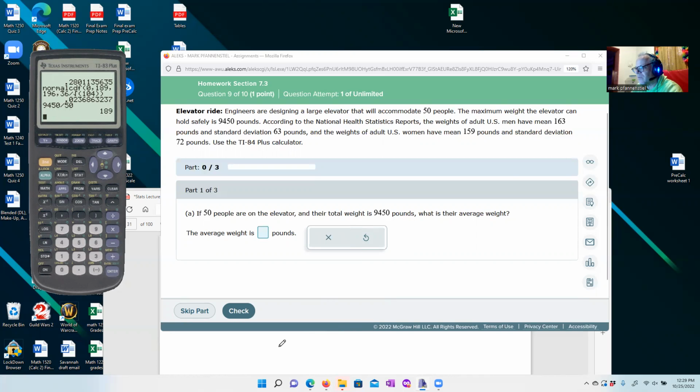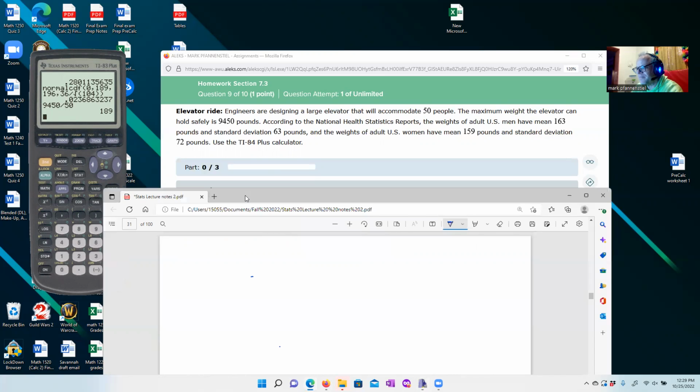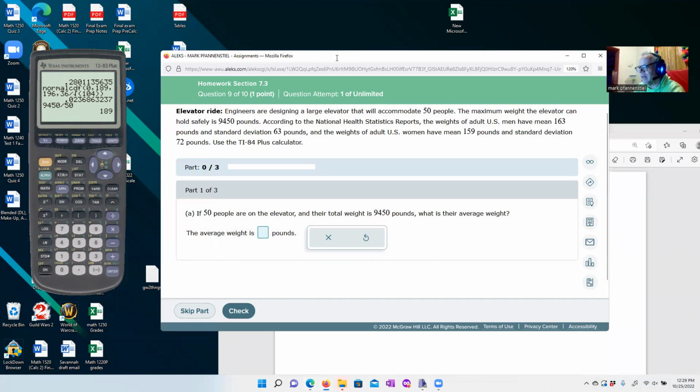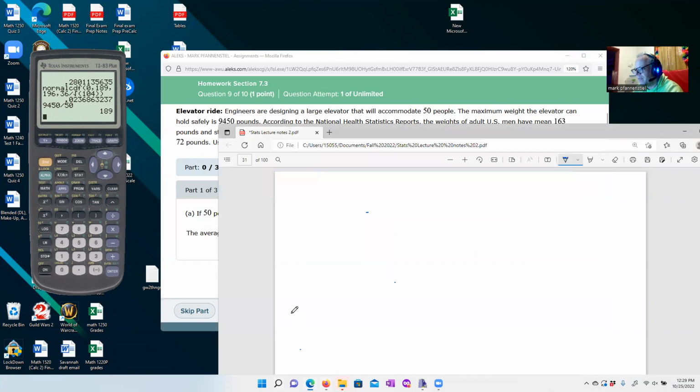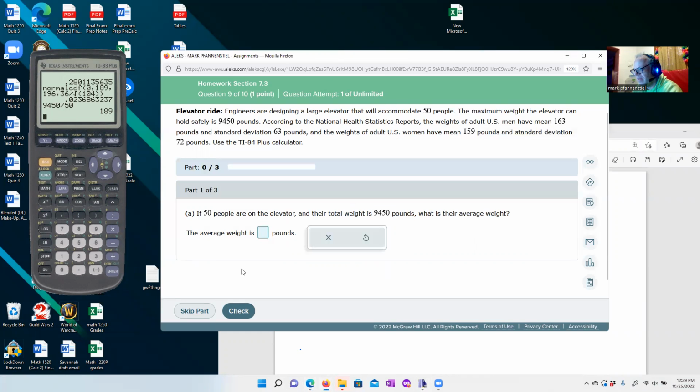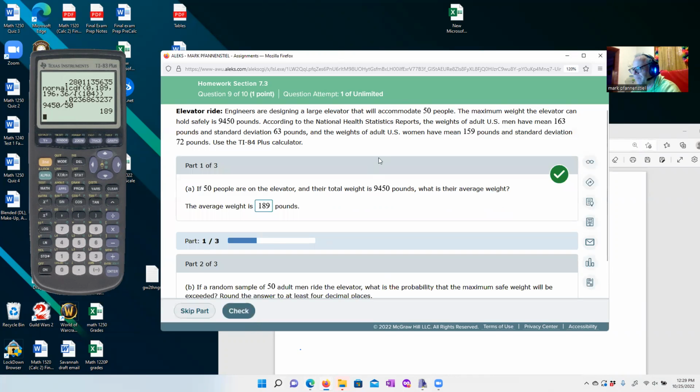So our average weight here is 189 pounds. We're just going to write that down over here: X bar is equal to 189. That's an important thing to deal with. So their average weight is 189. All right, check.